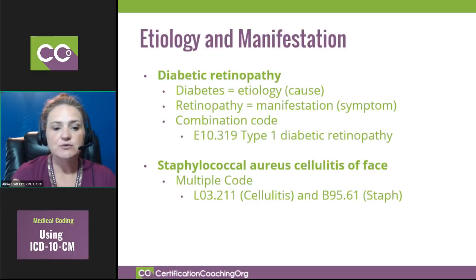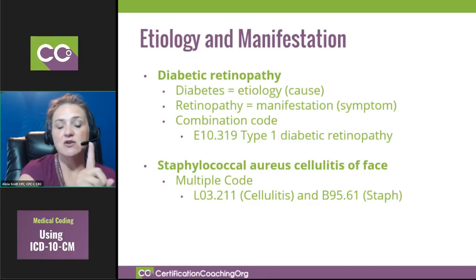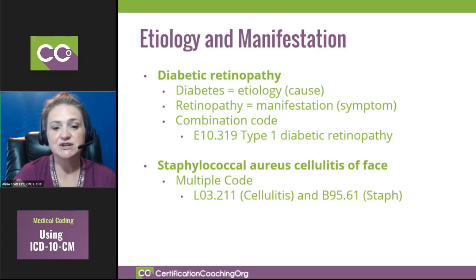Now let's look at another code. Staphylococcal aureus, which there's more than one type of staph, but we would just abbreviate this. They've got staph cellulitis of the face. Cellulitis is just an inflammation of the skin, and it's of the face. So you have to use 2 codes to describe this, not the 1 combination code that gives us the etiology and the manifestation like the diabetic code, because that one is so common. That's why it's got a combination code.